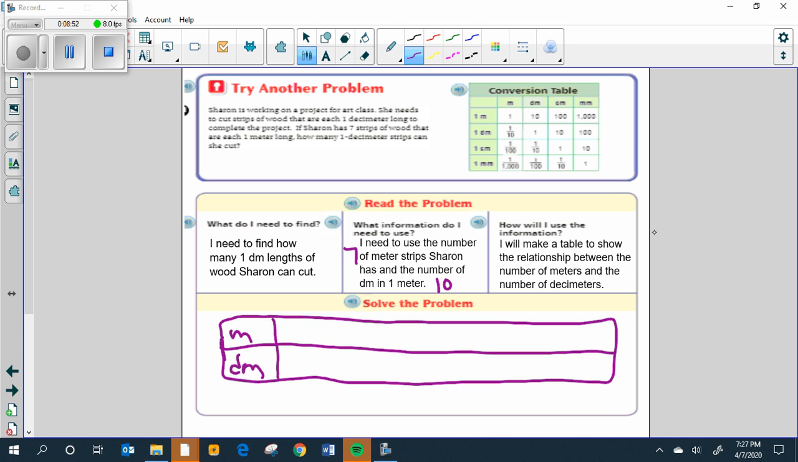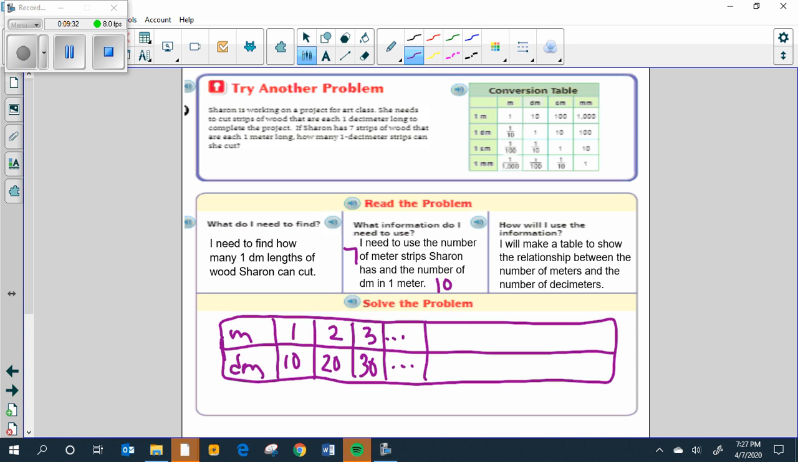How will I use the information? I will make a table to show the relationship between the number of meters and the number of decimeters. So here's my table. I'm comparing the relationship between meters and decimeters, and I know that 1 meter equals 10 decimeters. So I could build my table on out. 2 meters would equal 20 decimeters. 3 meters would equal 30 decimeters. All the way up, I'm just going to use this because we've used that in 5th grade math and we know how that works. I've got enough information here.